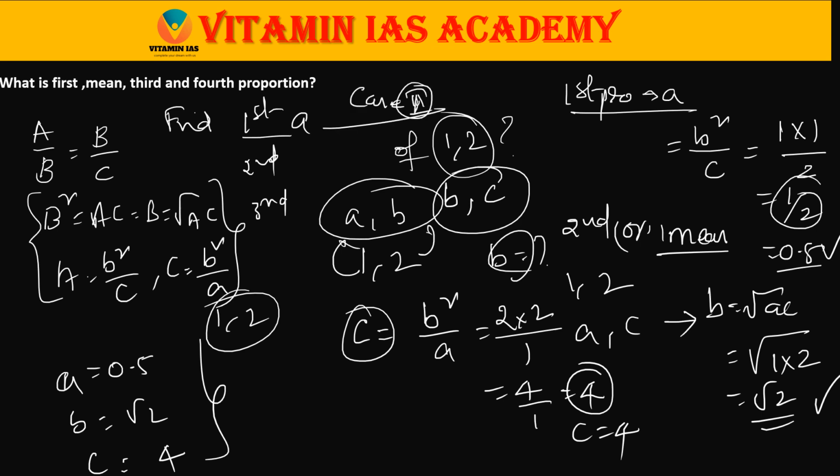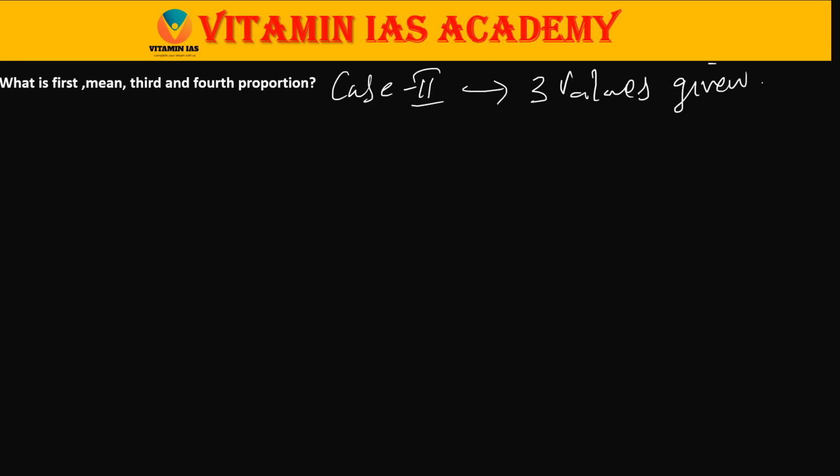So let us know about case number 2. Here case number 2 means 3 values must be given in the question. For example, before that, you know very well, first proportion means A, second proportion means B, third proportion means C, and fourth proportion means D. And for case number 2, 3 values are given. So for that reason, we need to mention the general equation here. What is the general equation here? A by B is equal to C by D.